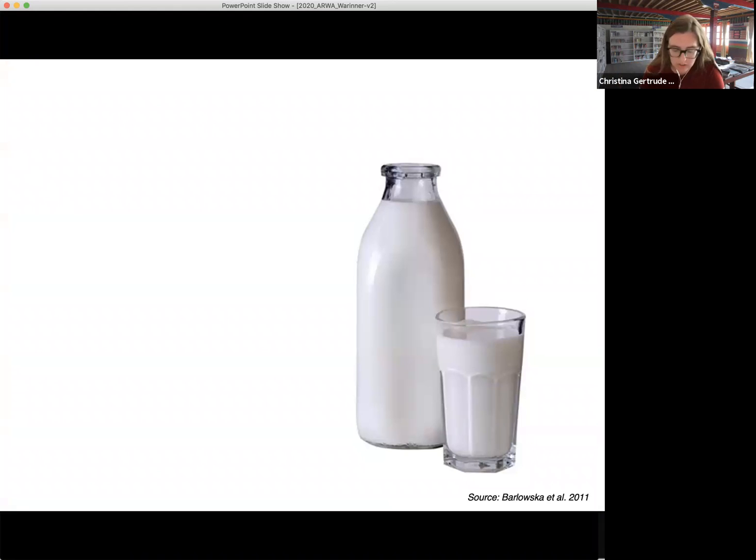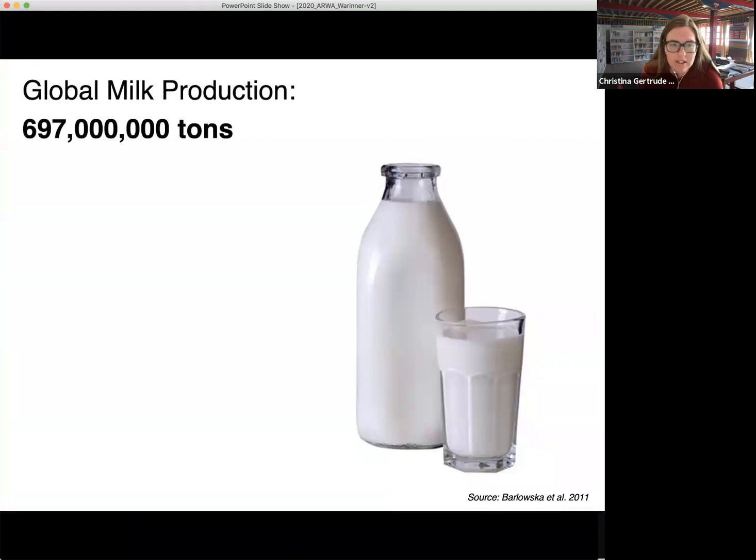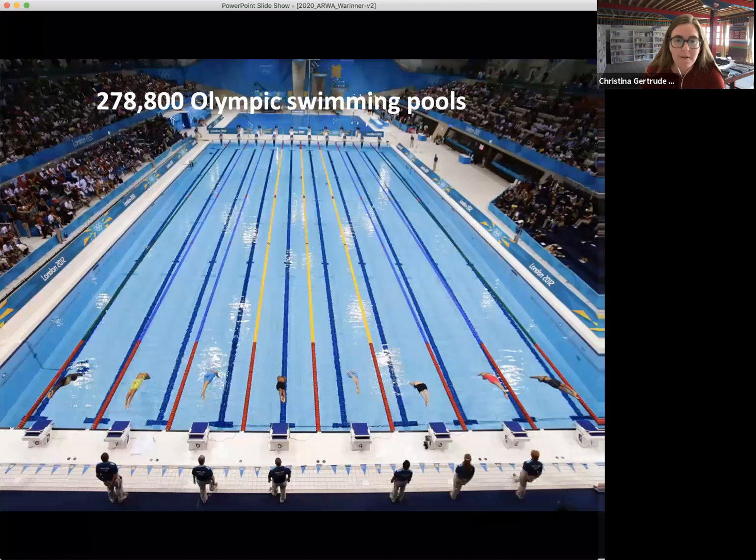Why is milk interesting? Today, we produce globally a truly extraordinary amount of milk. I'm not sure people really appreciate just how much milk is produced around the world. As of 2011, nearly 700,000 tons of milk was produced every day in the world. That's a really hard number to wrap your head around. And since we're in the year of the Olympics, I thought I'd put it into a more familiar unit, and that's Olympic swimming pools. That's over 278,000 Olympic swimming pools worth of milk generated every single year today.